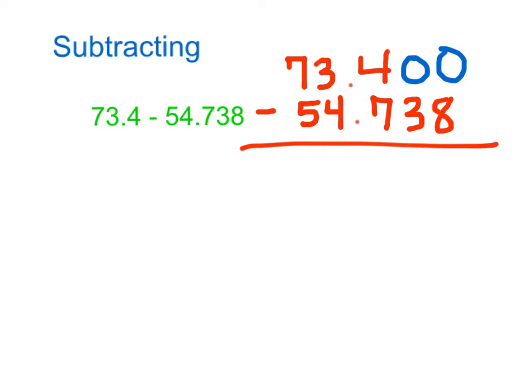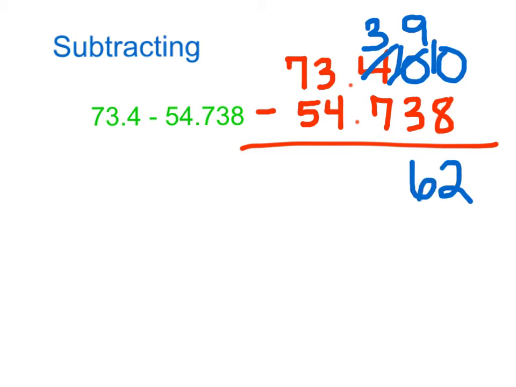Now I can't take 8 from 0, so I'm going to have to regroup, and I have to go all the way over here to the 4. I'm going to borrow from that tenths, and I'm going to put a 1 there. Well, when I do that, I now need to borrow from here. I'll make that a 9 and put 10 right there. 10 minus 8 is 2. 9 minus 3 is 6.